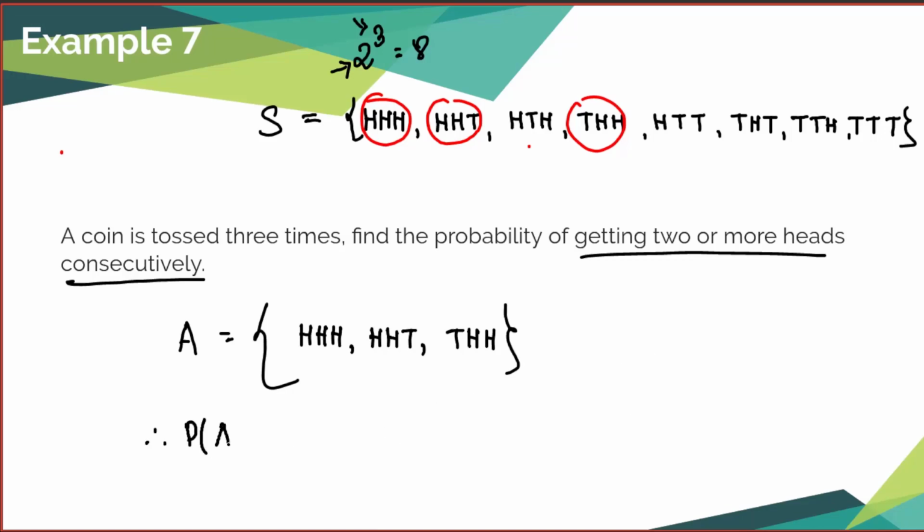Therefore probability of A will be 3 by 8. Why 8? Because we have 8 number of total cases, we have 3 favorable cases, that's why 3 by 8 is the required probability.